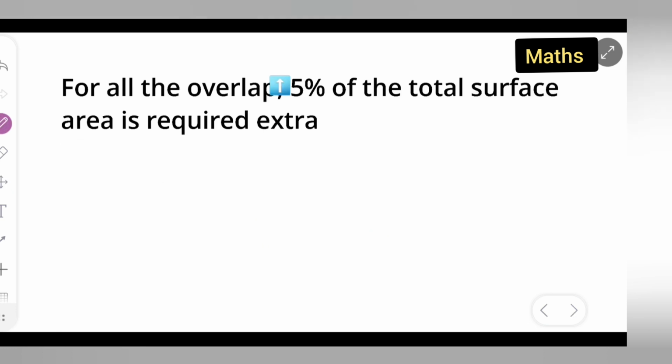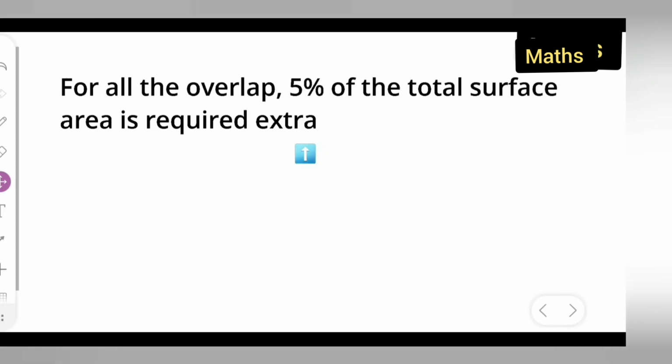Next, moving towards this. For all the overlap, 5% of the total surface area is required extra. So let us write down the overlap area.